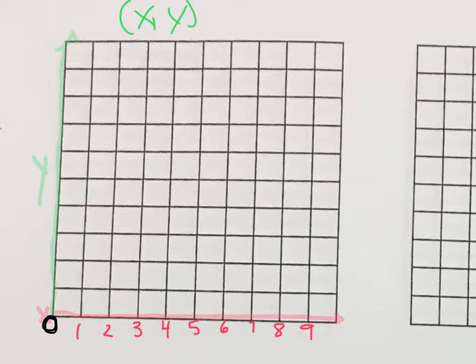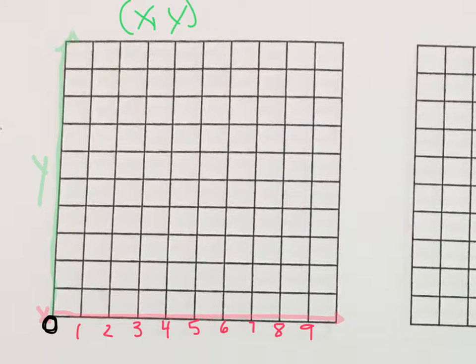Where X and Y meet, it is always 0. Where the two axes meet is called the origin. And it is always, always, always 0. Okay? So here where they meet, what is that called? The origin. It starts with an O. 0 looks like an O, so that should help you know that.